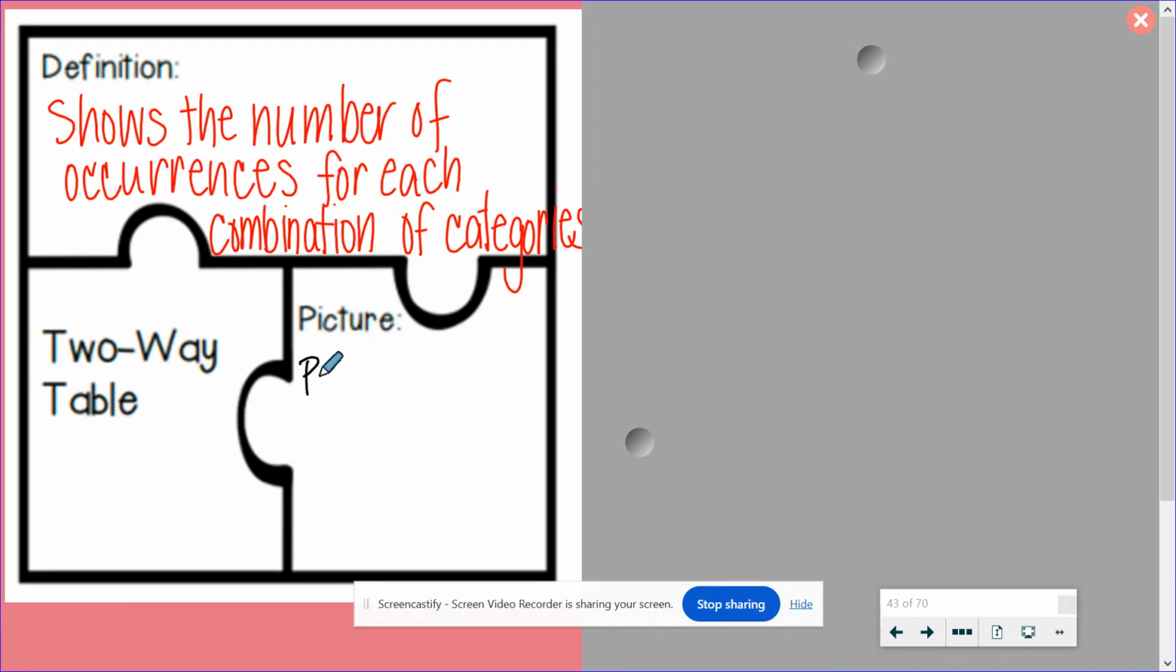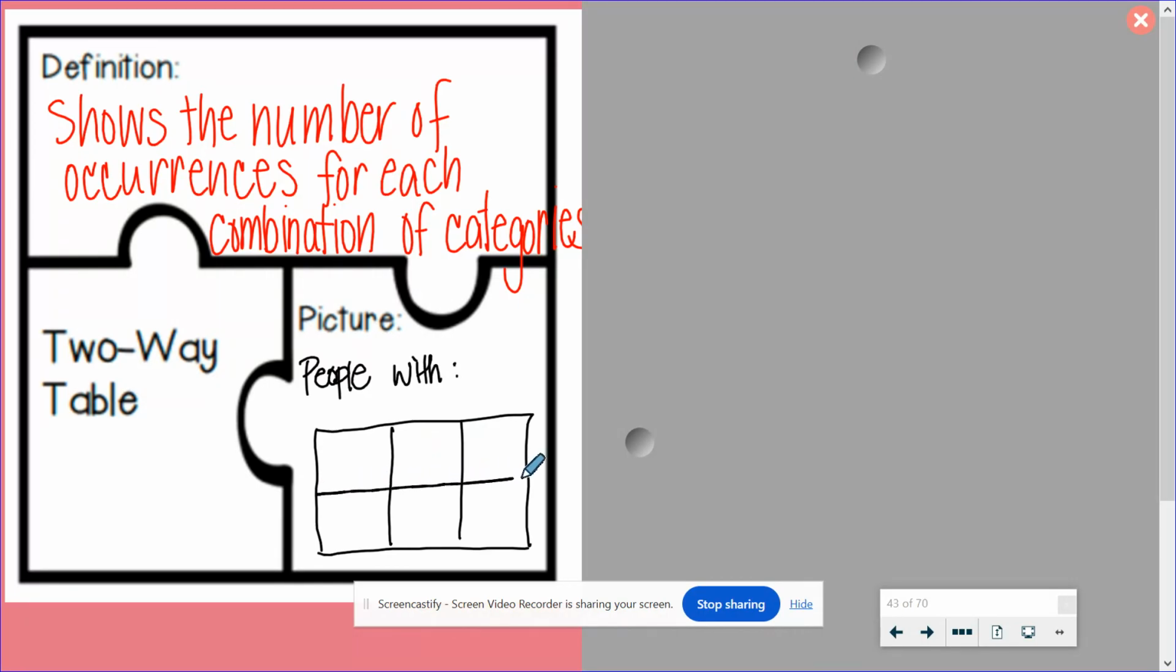So let me draw a picture. So let's say that we did an observation and we were recording people with cats and dogs. And so here is how we're going to display it using a two-way frequency table. So trying to draw this as neat as possible without using my smartboard. All right, so we want to observe those that have a cat and those that have no cats. Maybe I'll make that plural. And then here we have those that have dogs and no dogs.